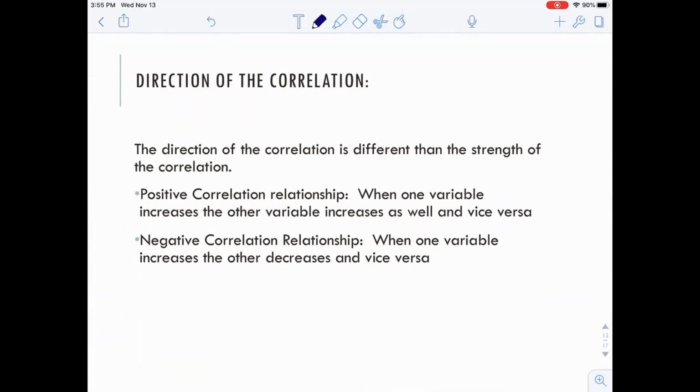We already talked about it, but a positive relationship in general is when both variables are increasing together, whereas a negative relationship is when one variable increases and the other one decreases, and vice versa.